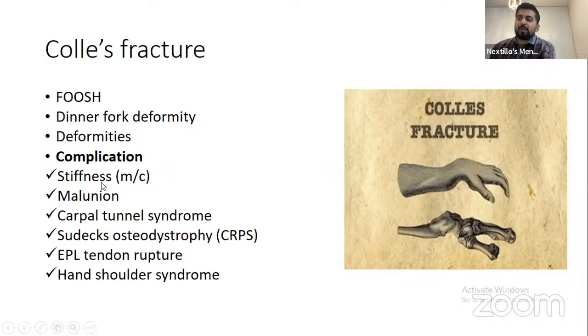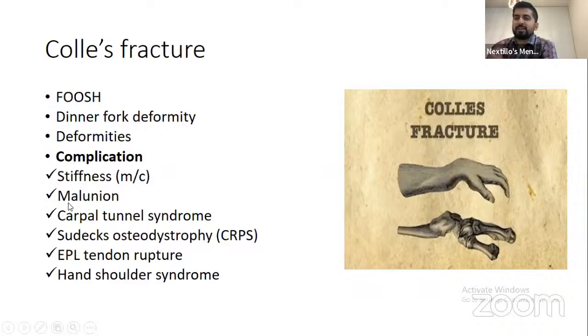So the most common complication of a Colles fracture is stiffness. Because of prolonged casting, there is stiffness of the wrist or the fingers and even elbows. If the patient does not move his or her elbows, there can be stiffness of the elbow. So stiffness is the most common complication of the Colles, finger stiffness being the most common.